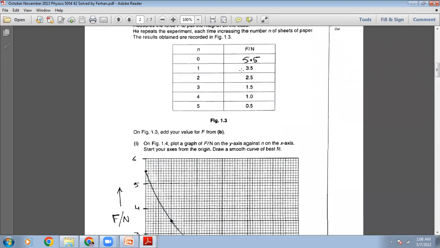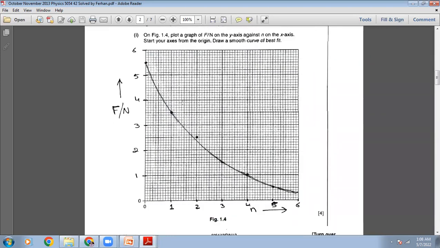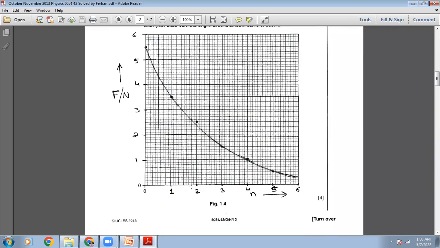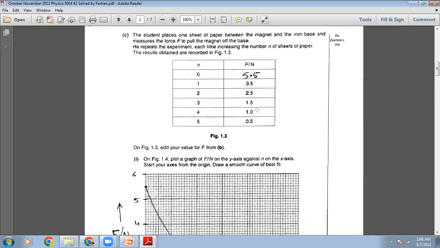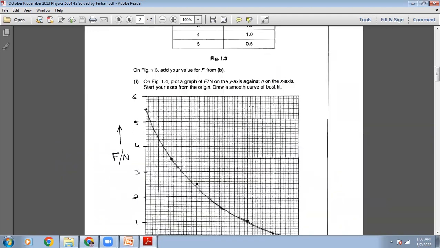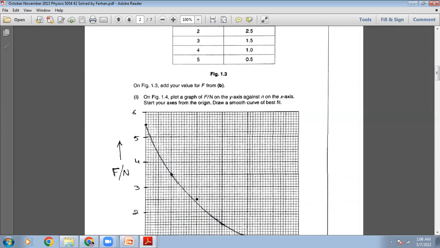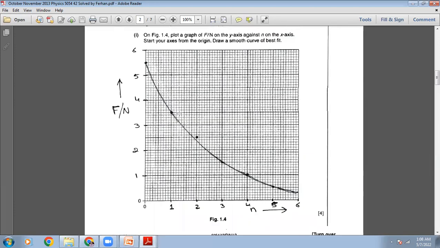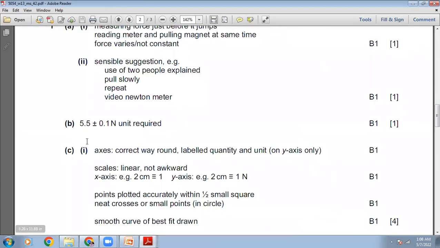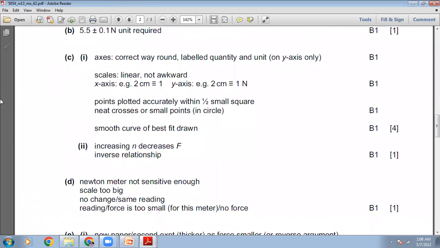So we will put these points: 0, 5.5. You can see I put a dot here. Then 1, 3.5. Then 2, 2.5. Then 3, 1.5. Then 4, 1. And then 5, 0.5. Then you have to draw a smooth curve. So I have drawn it. This point is left a little above this smooth curve. So this is how you will do this. So let me show you. Okay. So our answer is right.